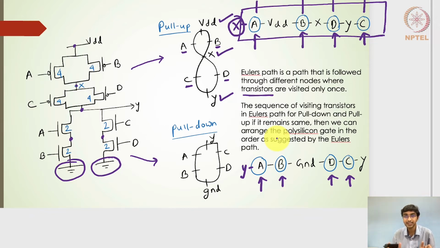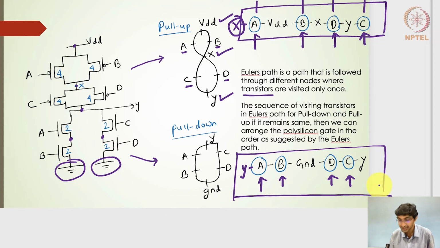Right, so in this particular schematic, what we have seen is the pull up and pull down circuit. We have got the same order of polysilicon gates, that is ABDC on the pull up side and ABDC on the pull down side, and if this order matches, then we can get a compact circuit.